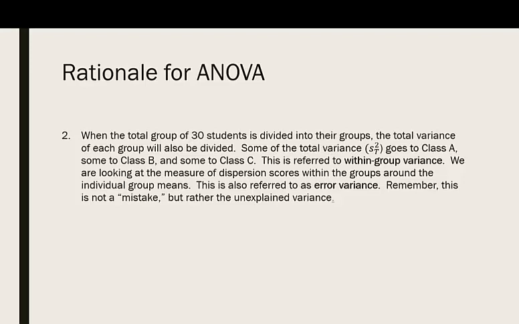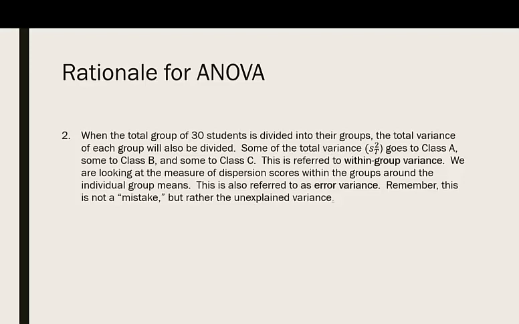And this we refer to as within group variance. And so what this means is we're looking at the measure of dispersion within the groups around the individual group means. So within group variance, and we're going to use this phrase within a lot. Within group means we're talking about the individual groups. So the individual Class A, the individual Class B. So within group variance for Class A is the variance that goes with the 10 students that are just in Class A. Okay. This is also referred to in statistics as error variance.